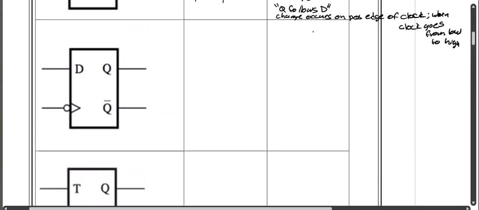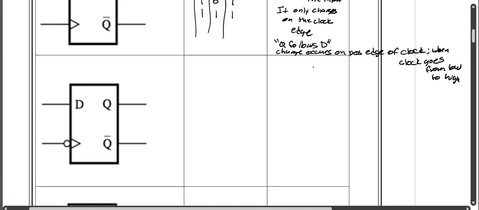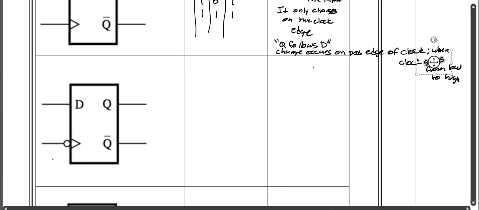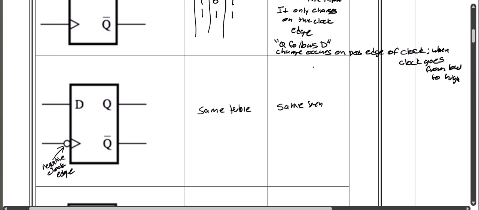It's a D flip-flop, but it's negative. It's triggered on the negative edge of the clock. And you can tell that from this little bubble right here. So it's negative clock edge. So it's the same table and the same behavior, but when it happens is different.